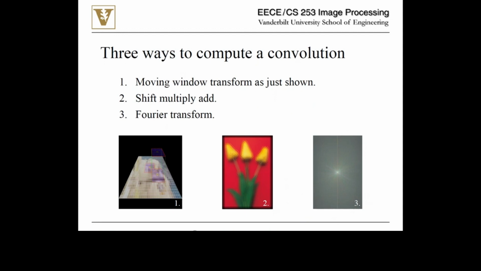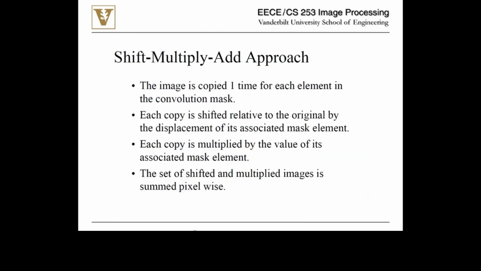So there are three ways of computing the convolution. Two of them we have already introduced, that are this moving window transform and this shift multiply add. And we will explore this one a bit further. And then the Fourier transform. We already introduced the Fourier transform last day, and we will see it later a bit more. Next lecture is about convolutions in the Fourier domain.